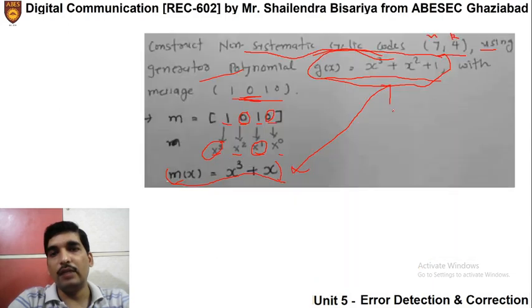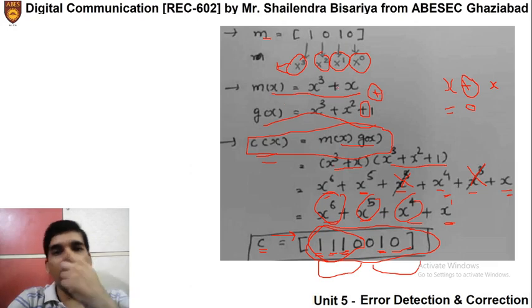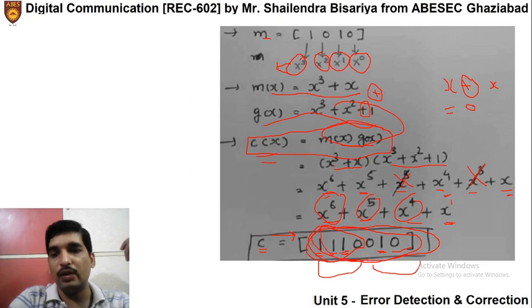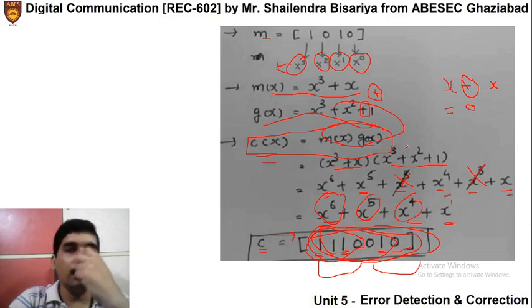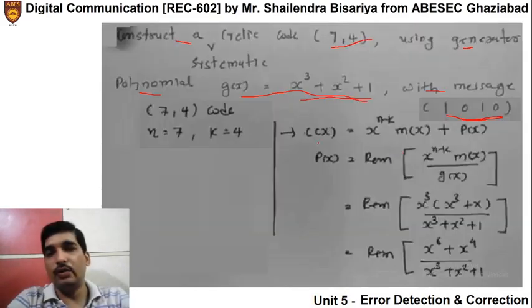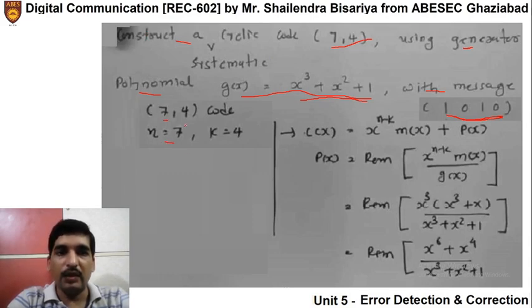Both are the same as the previous case, but lastly we directly multiplied m(x) with g(x) and we obtained a code word which is not systematic. We were not able to find where this message bit 1010 is in this code, right? Now we will find n comma k, n is 7 and k is 4. What is x to the power n minus k? It is x cube. So we will multiply x cube with m(x).